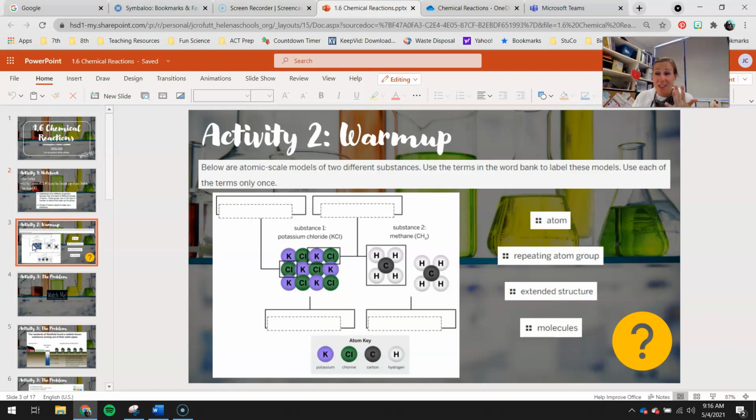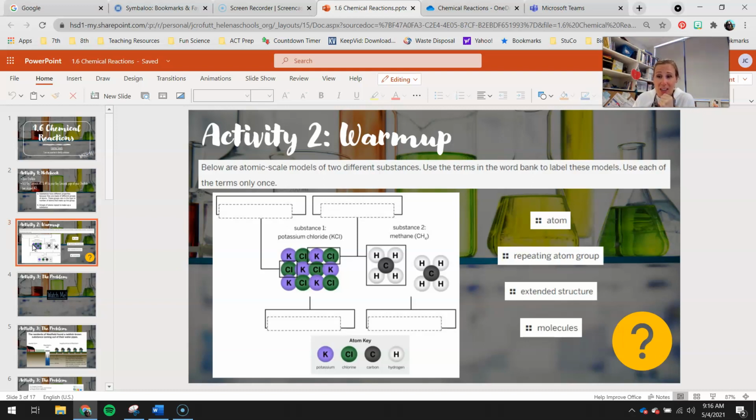As you need, pause this video to complete these things. So if you haven't already, pause and complete your warm-up. What you see below are the atomic scale models of 2 different substances. Use the terms in the word bank to label these models. This goes back to what you learned yesterday in class. So if you need to, jump back into 1.5 and use that information to help you label these.